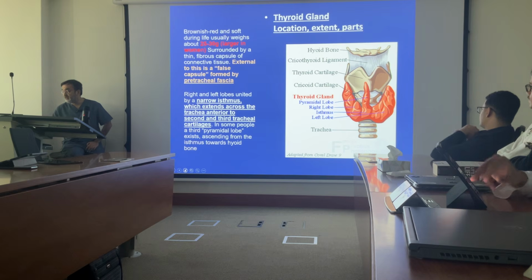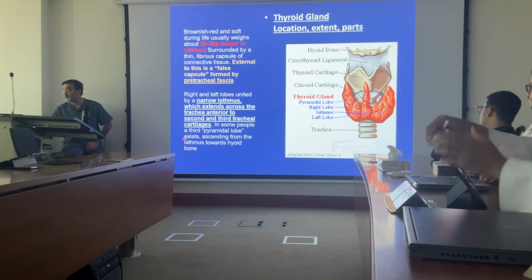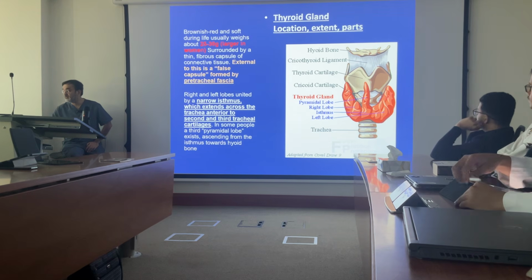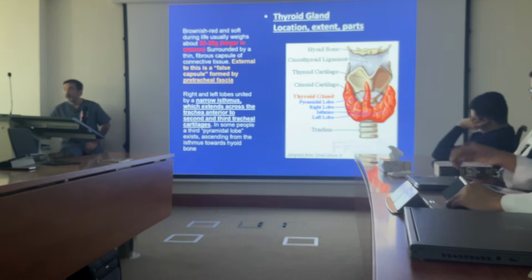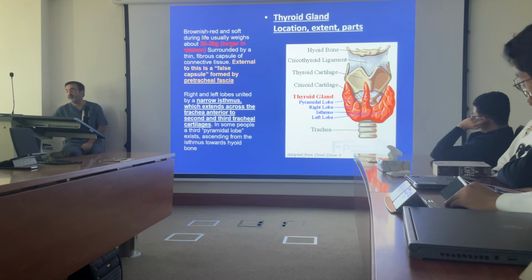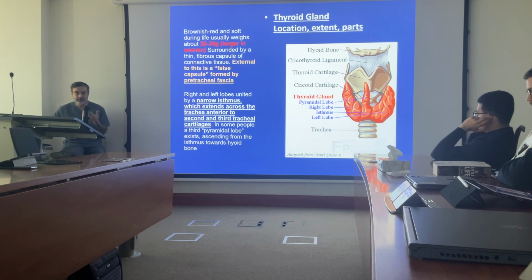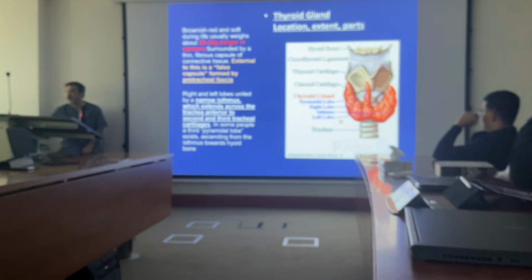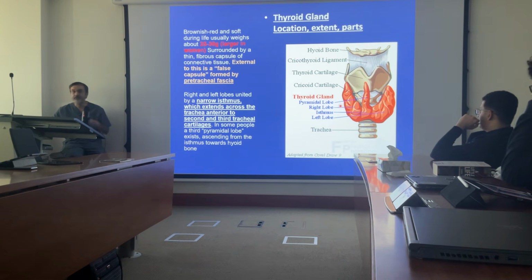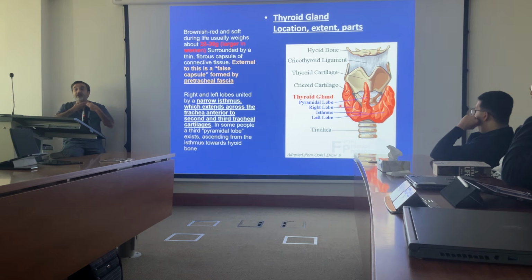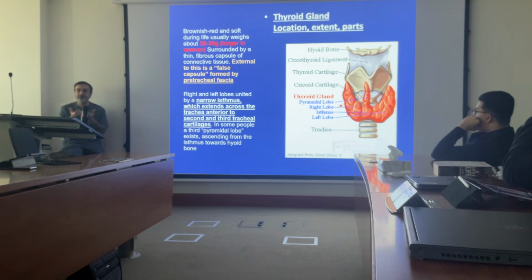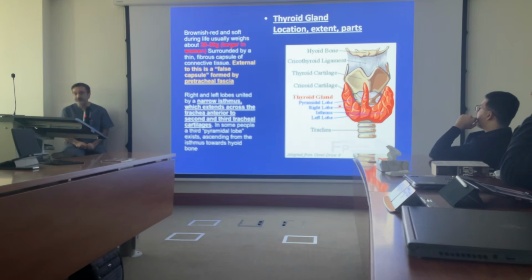We would see that thyroid gland is a brownish red soft structure, which you can see in this picture. It's around 25 to 30 grams, larger in women as compared to the males. It has an external capsule, which is the false capsule. It's basically covering the thyroid and attaching it to the trachea, which is called the pretracheal fascia. And then it has a true capsule which covers the gland itself.